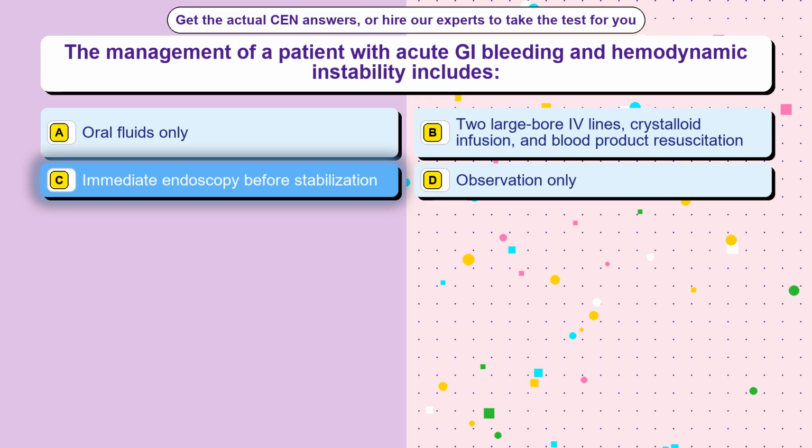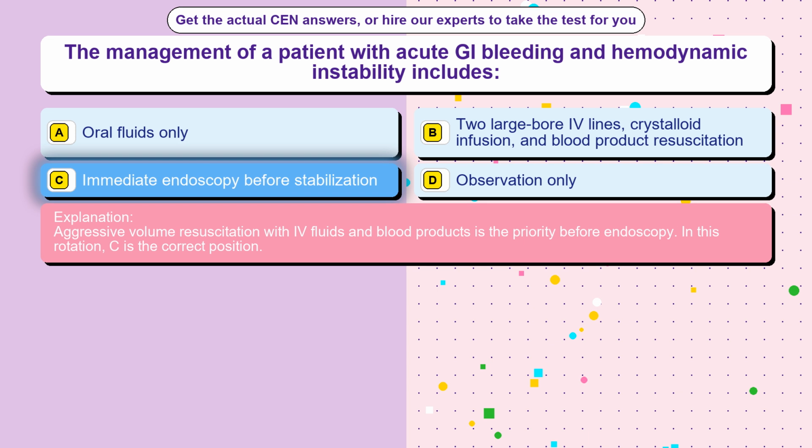The correct answer is option C, immediate endoscopy before stabilization. Aggressive volume resuscitation with IV fluids and blood products is the priority before endoscopy. In this rotation, C is the correct position.